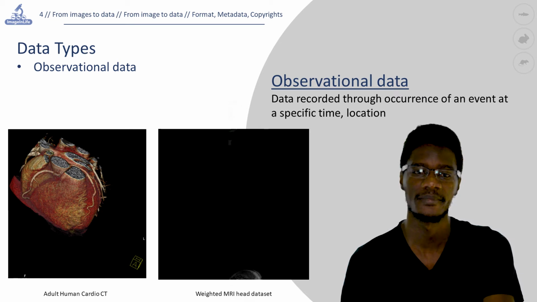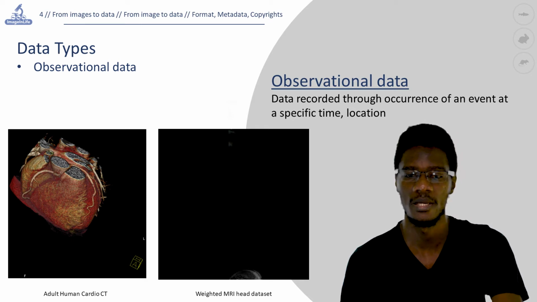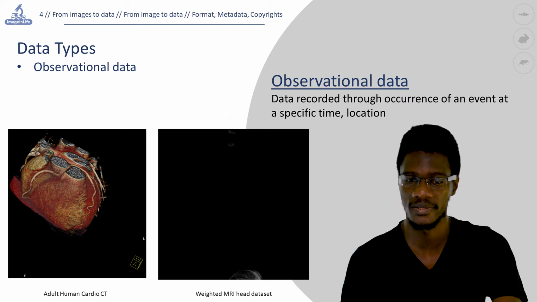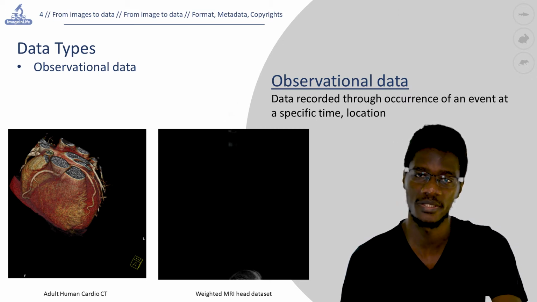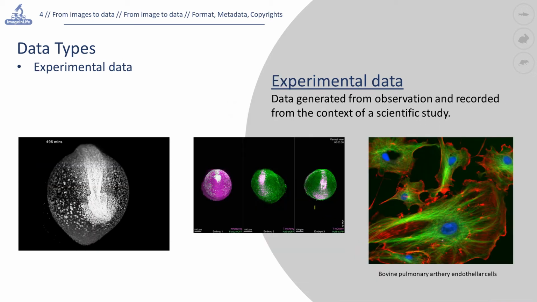Observational data. These are data recorded through an occurrence of an event at a specific time or location. They are usually captured in real time and are hard to reproduce. Examples include zebrafish and mouse microscopy observations. Experimental data. These are data created from observation and recording from the context of a scientific study. They can be categorized as quantitative, such as numbers, or qualitative, such as color, sex, and they are mostly generated from lab equipment and usually are expensive to reproduce and store.